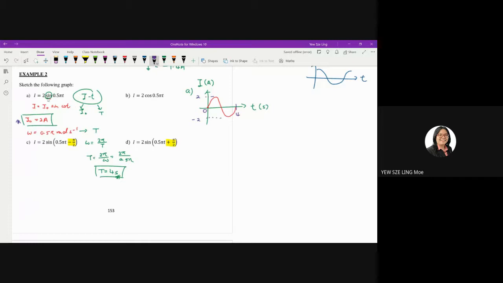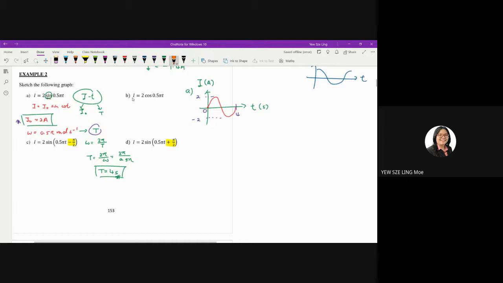So first step, you compare the equation given with the general equation. By comparison, you should be able to obtain the maximum current, the I peak, and also the omega. From omega, you then calculate the value of the period, because we need to label the values in our graph. So question A done. Now let's look at question B.